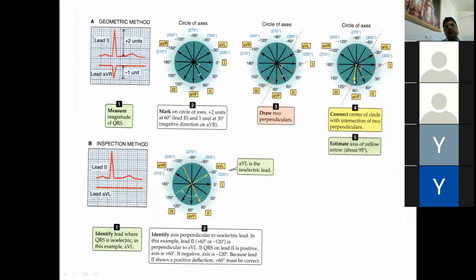We know that the normal axis of the heart is between -30 and +110. So here it is plus 95 degrees, so it is in the normal range, and this electrical axis of the heart is normal. Understood? Yes, sir.